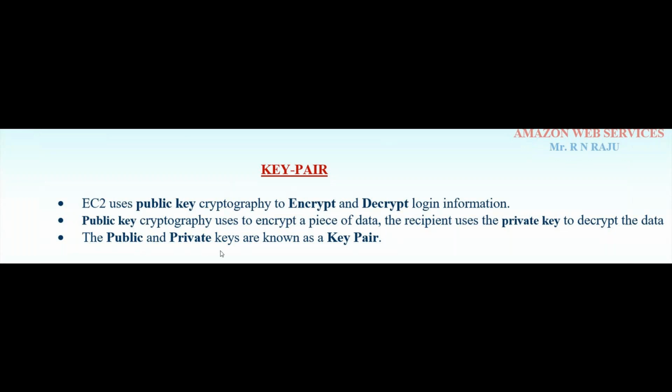What you have downloaded with a name is called the private key. But AWS maintains the public key in the instance at the backend. So these two in combination are nothing but a key pair. Public key cryptography is used to encrypt a piece of data that the recipient uses the private key to decrypt. I mean, the end user maintains the private key and the AWS instance maintains the public key.